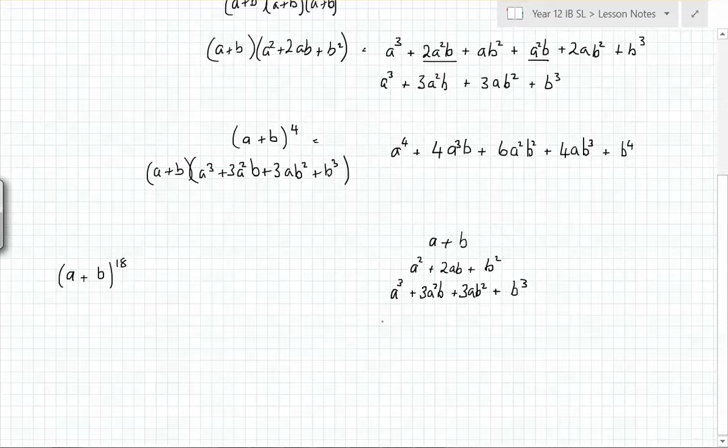And then the next one, to the power of 4, was a to the power of 4 plus 4a cubed b plus 6a squared b squared plus 4ab cubed plus b to the power of 4. Okay, so we've got a plus b to the power of 1, to the power of 2, to the power of 3, to the power of 4.